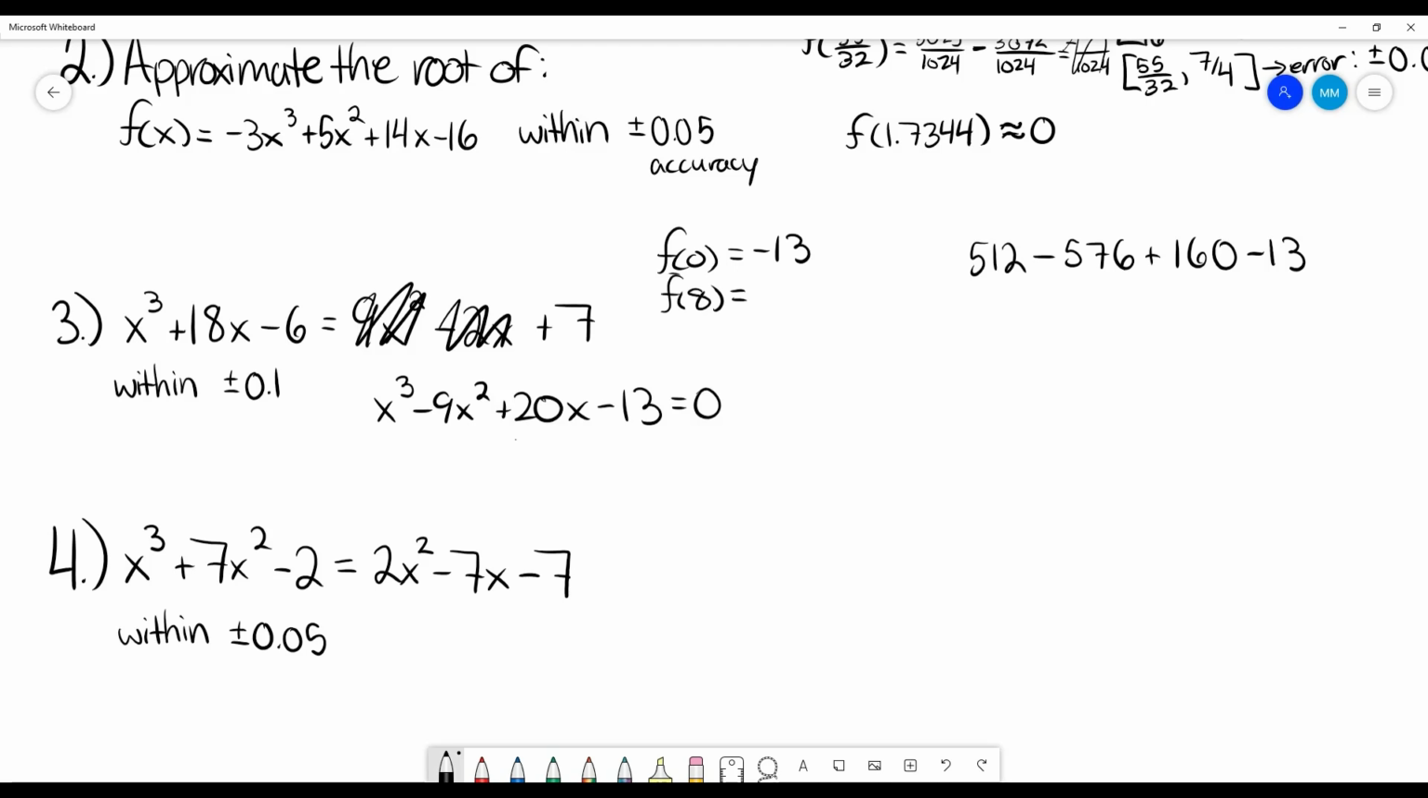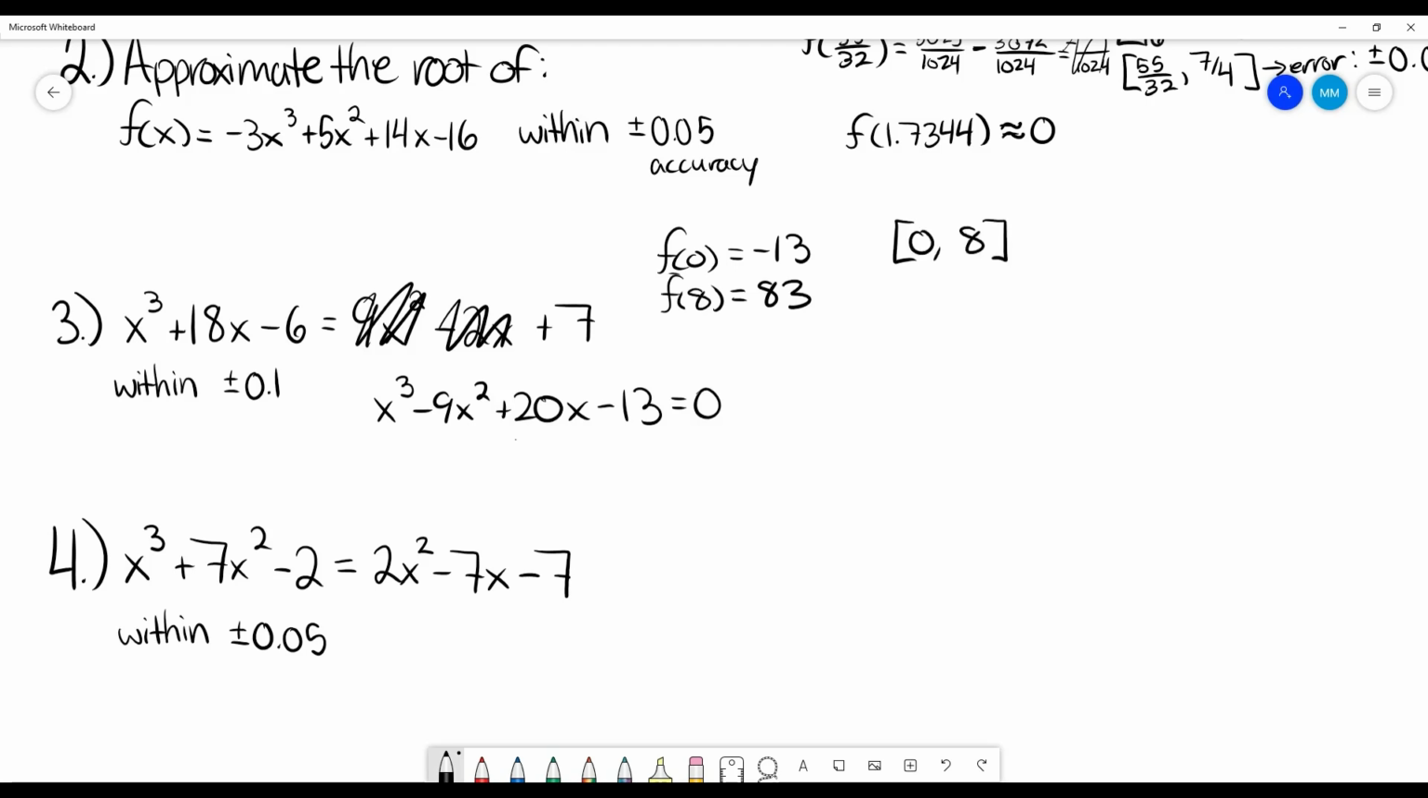Well, let's see, it's going to be negative 64 plus 160 minus 13. That's going to be 96 minus 13, which is just 83, which is a positive number, which means we've got an interval we can work with now. It's a pretty big one, right? Because it spans across 8 different numbers, but we're going to work with this. We've got 0 to 8.